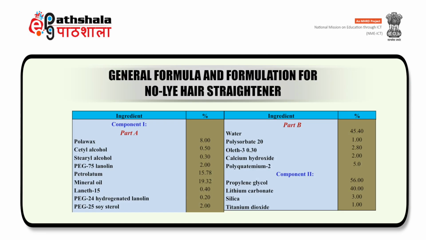Students, now we discuss about the general formula and formulation of hair straighteners, and this formulation is prepared into two parts, part A and part B, and these parts contain different ingredients. Part A contains polo wax, cetyl alcohol, stearyl alcohol, PEG 75, lanolin, petrolatum, mineral oil, laneth 15, PEG 24, PEG 25. Part B contains water, polysorbate, oleth, calcium hydroxide, polyquaternium, propylene glycol, lithium carbonate, silica and titanium dioxide.